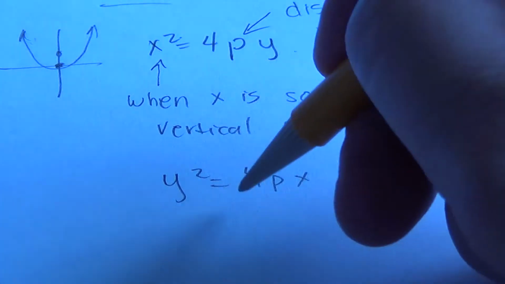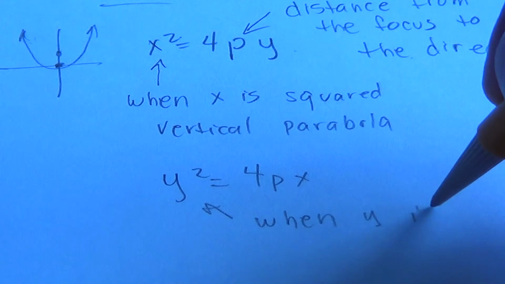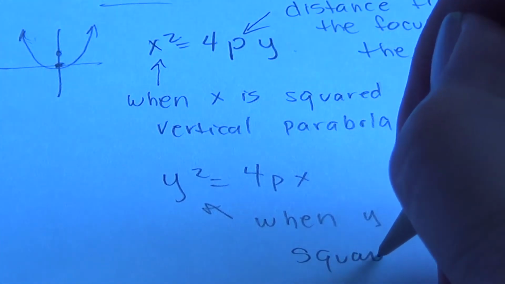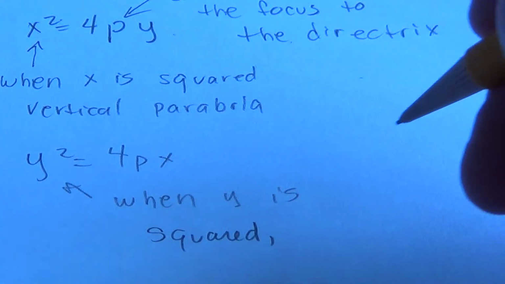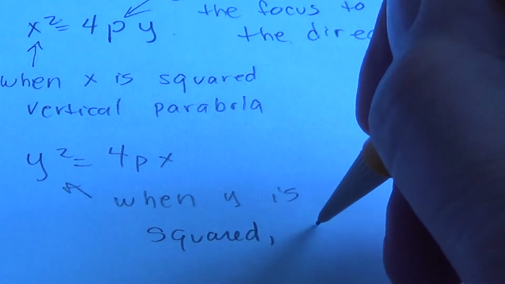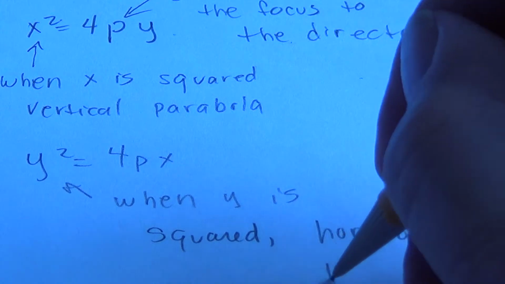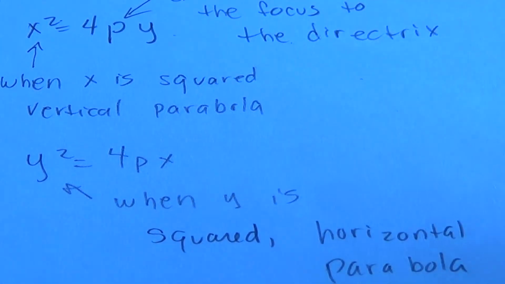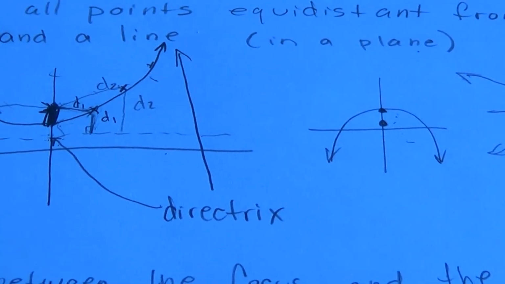So when y is squared, we have a horizontal parabola which opens left or right. Let me write down that stuff I said about p here. So where shall I put it?